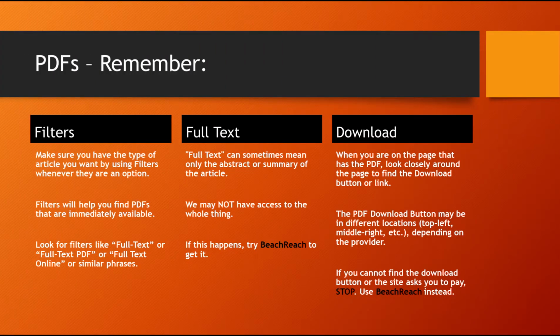PDFs. Remember, filters. Make sure you have the type of article you want by using filters whenever they are an option. Filters will help you find PDFs that are immediately available. Look for filters like full text or full text PDF or full text online or similar phrases. Full text can sometimes mean only the abstract or summary of the article. We may not have access to the whole thing. If this happens, try Beachreach to get it.